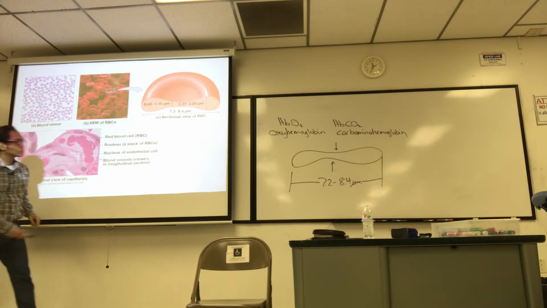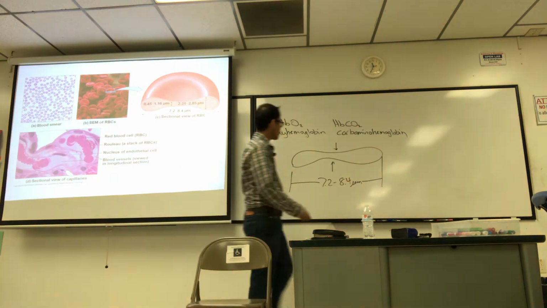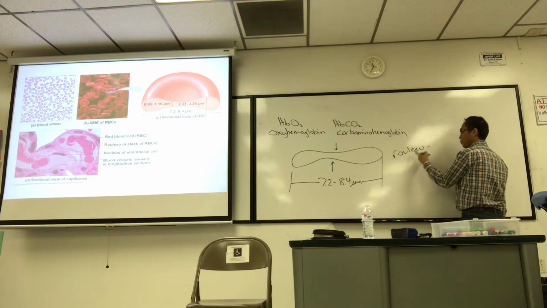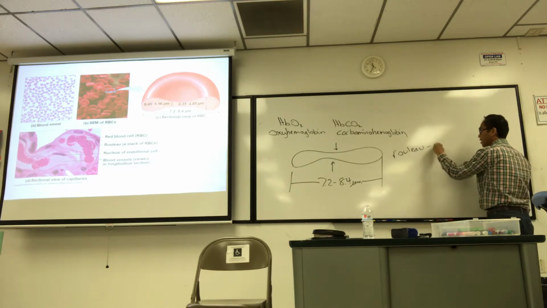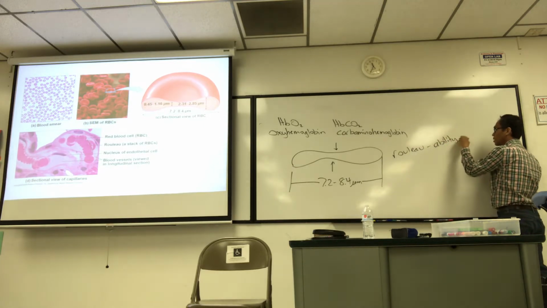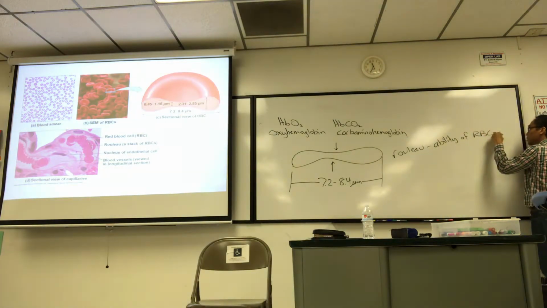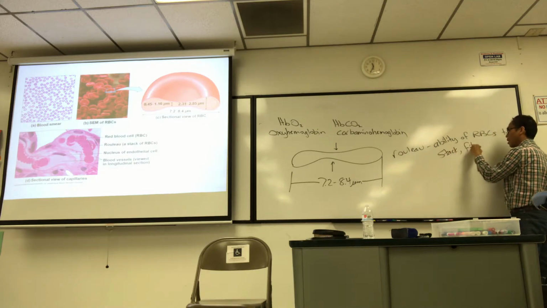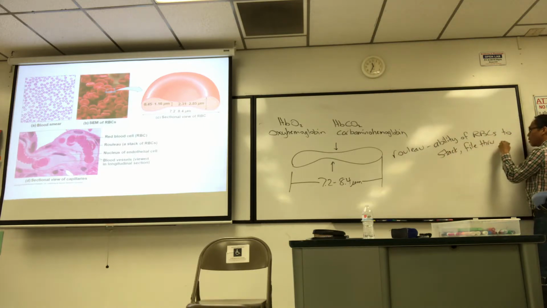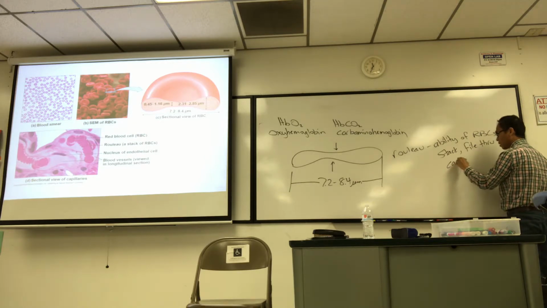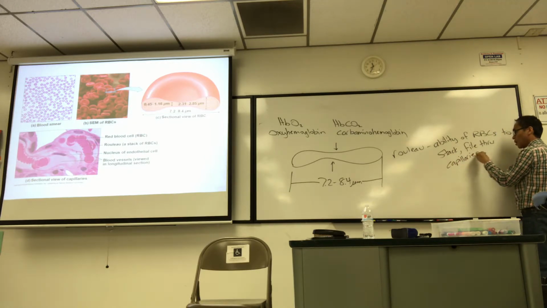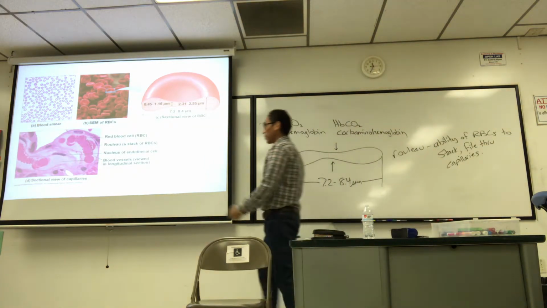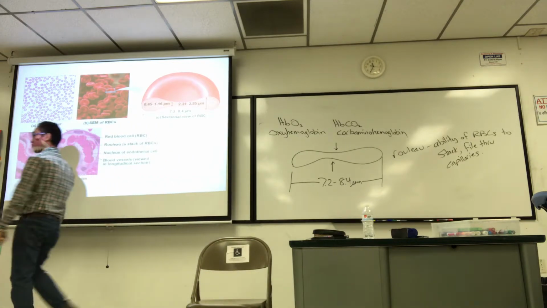Okay. That's the average diameter. Below refers to the ability of RBCs to stack, file through capillaries. How do you want to say it?